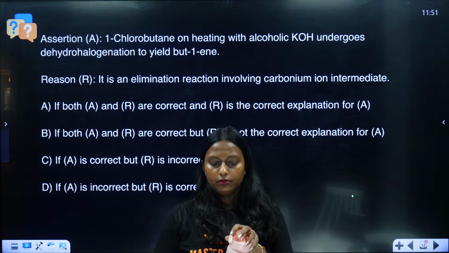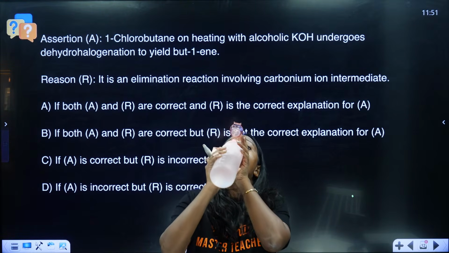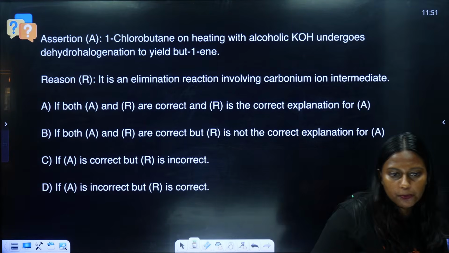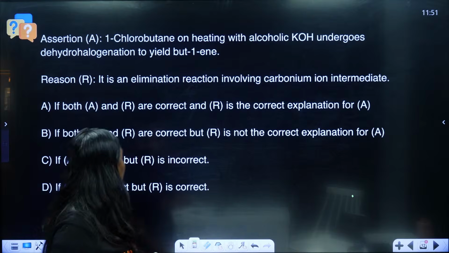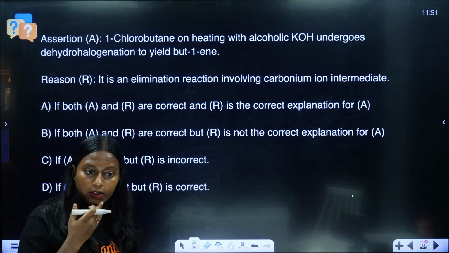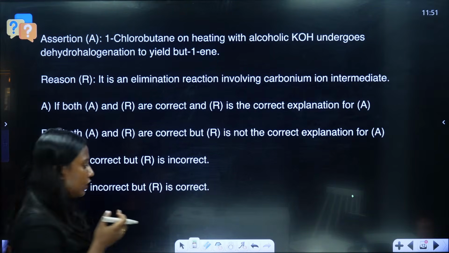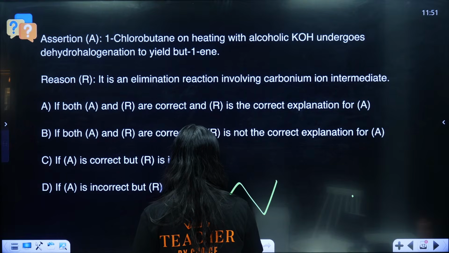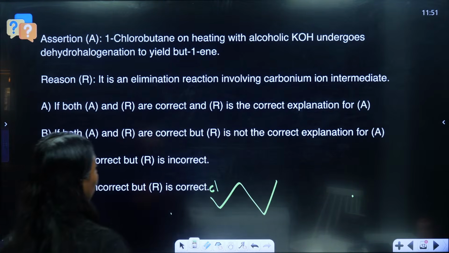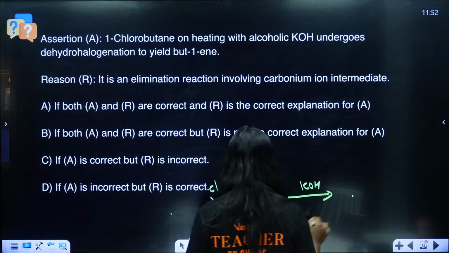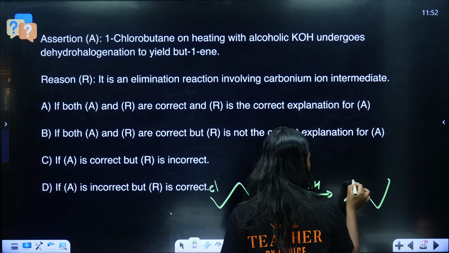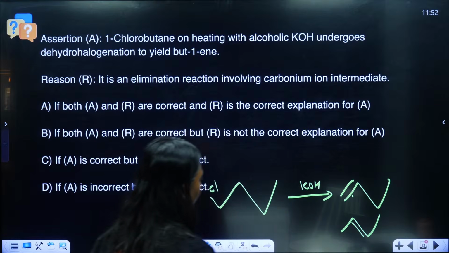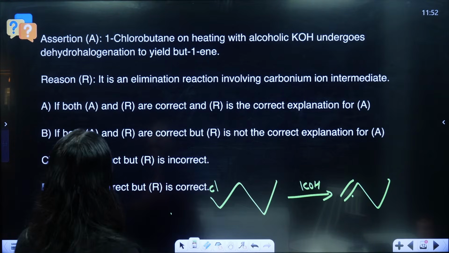Option C. Kashifa is saying option C. Any other answers guys? Okay, I also don't know the answer offhand. The assertion is about chlorobutane. Chlorobutane on heating with alcoholic KOH, what will be the product? We'll get one product, butene.